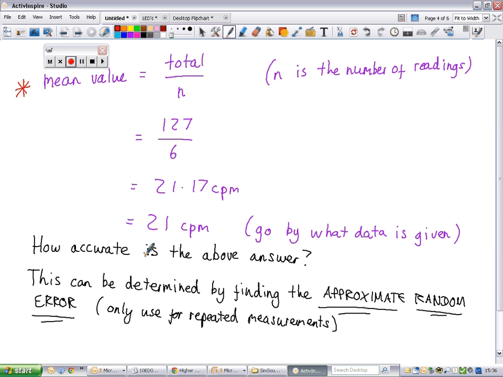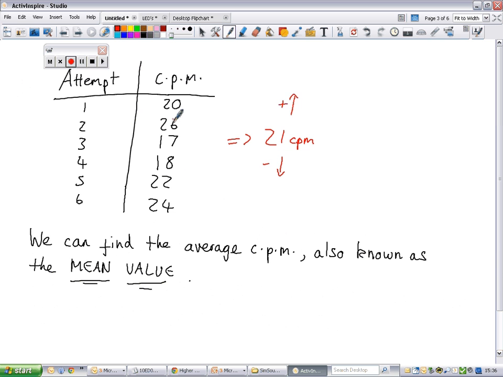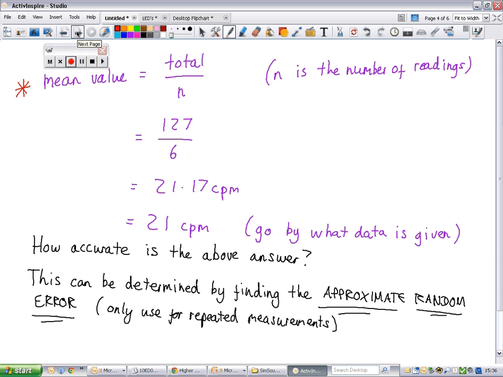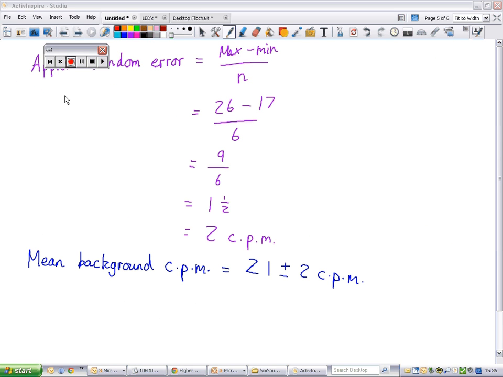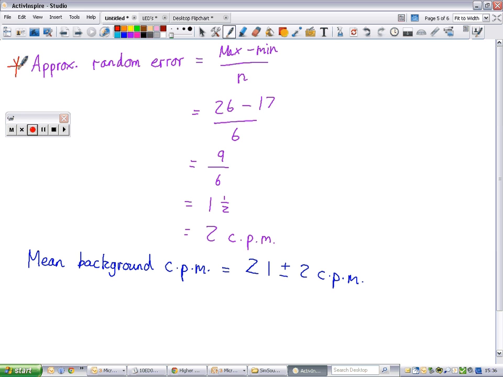And then we're thinking about how accurate is that answer. We need to take into account the spread of values that we've got. So we've got a value here of 26 and a value here of 17. We do that by calculating what we call the approximate random error, and we only use that with repeated measurements. Repeated measurements of 5 and above is generally the norm for that. So we go for the approximate random error, which takes the maximum value minus the minimum value, divides it by the number taken. That gives us 2 counts per minute.